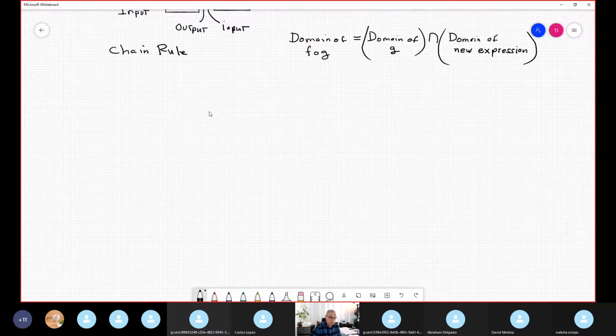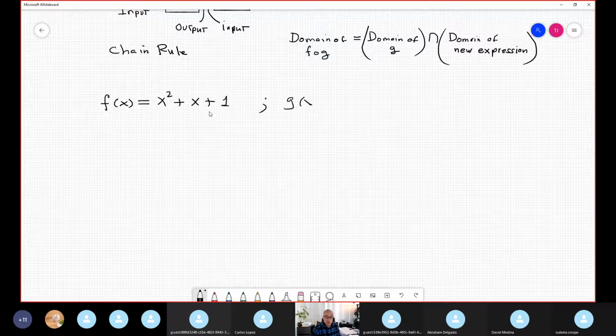example. Suppose in this example we are given f of x equals x squared plus x plus 1, and g of x is given as 2x plus 3. But what is the typical question? The typical question is: determine the expression that represents the composition in the order specified in the problem and state its domain. So two questions. Okay, let's do it in this order.